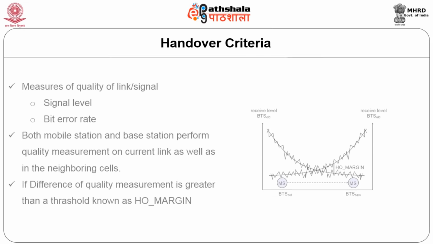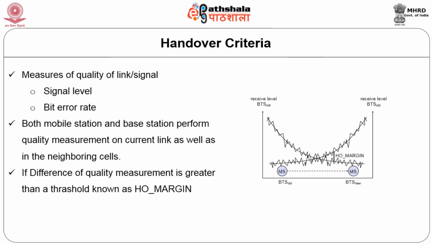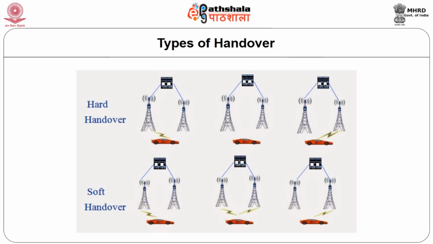We'll be discussing handovers in more detail, that is how it happens and how the threshold margin is being measured, in the handover topic of the GSM network. We'll also see by an example what mechanisms are followed when a call is handed over from one cell to another cell, or from one base station to another base station, or from one BSC area to another BSC area, and so on. For the time being, there are two types of handovers: hard handover and soft handover.